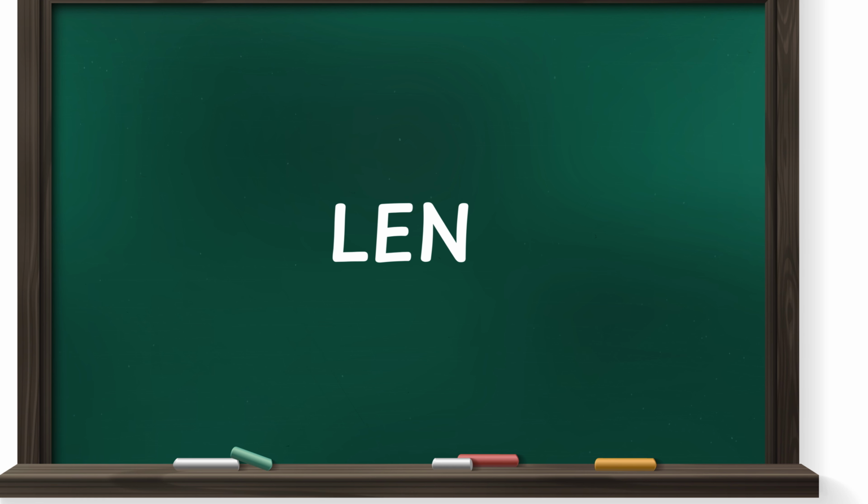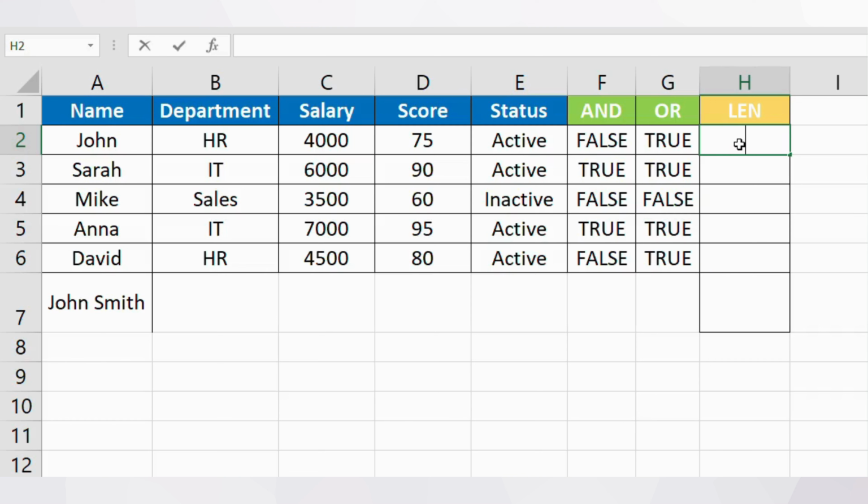Now let's learn the len function. Len stands for length, and it counts the total number of characters inside a cell. In cell H2, I type equals len, then select cell A2, which contains the text. After pressing enter, Excel returns the total number of characters in that cell. Excel counts letters, numbers, symbols, and even spaces. For example, if the text is John Smith, Excel also counts the space between the first and last name. This function is very useful when working with IDs, passwords, usernames, or text validation.